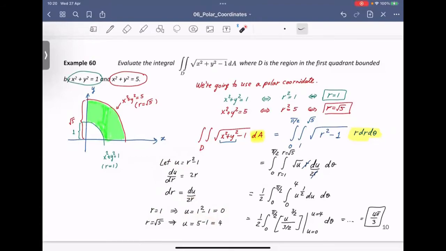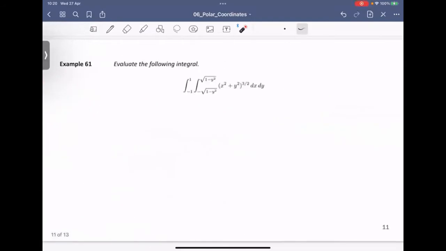Okay. All right, so we're going to move to example 61. Let's evaluate the following integrals. This one is harder than before because they give you the integral here and want you to compute it. The problem is there's no picture and no clue what you're going to do. So if you try to integrate this thing without doing anything, let's try it first.